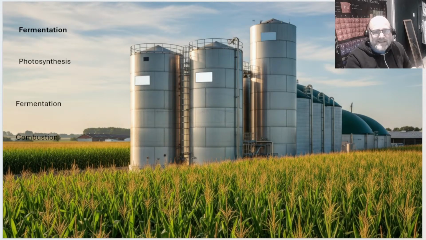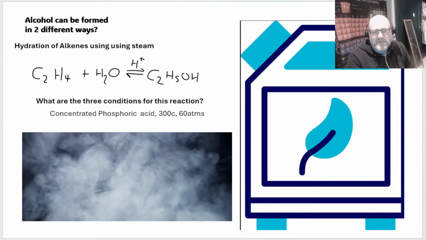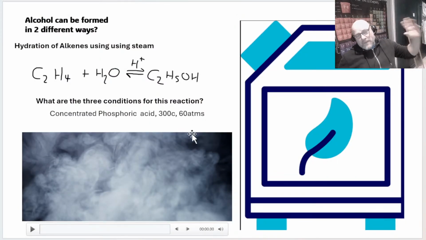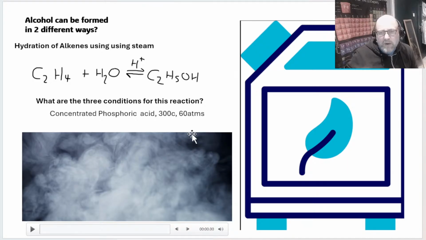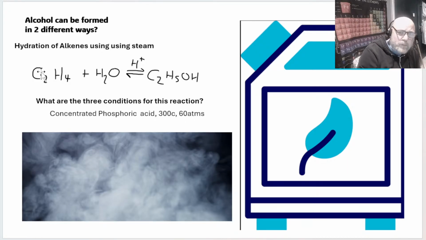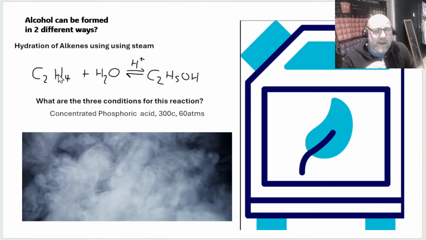I didn't really say the downsides of this. Before I move on to fermentation, which is the second way to make alcohol, what are the upsides and downsides? What's the problem with using an alkene like ethene to make alcohol? Where does ethene come from?